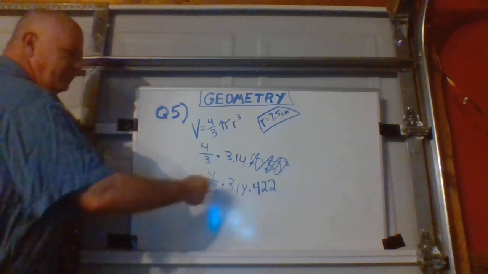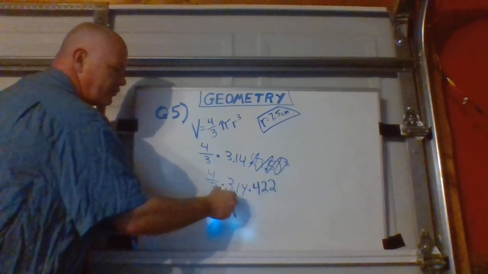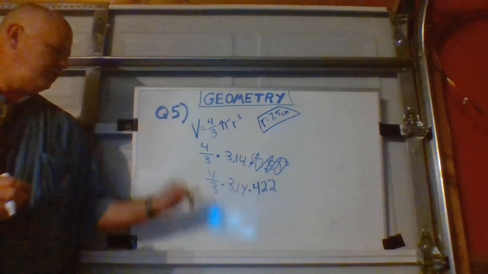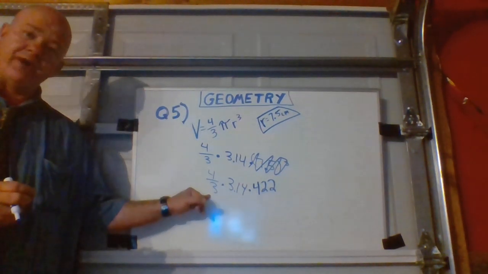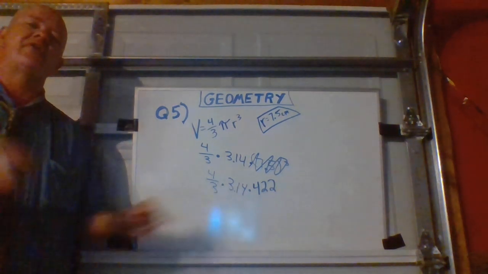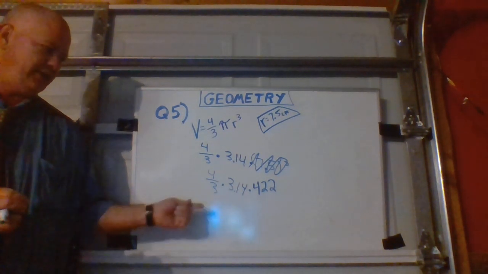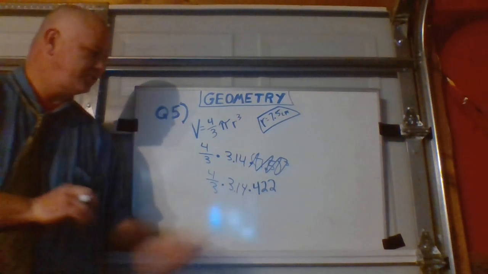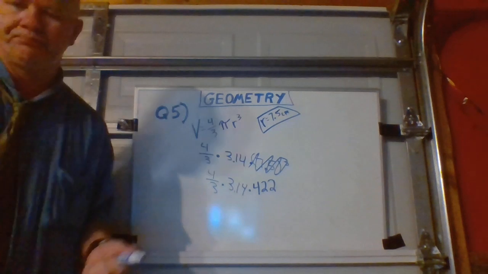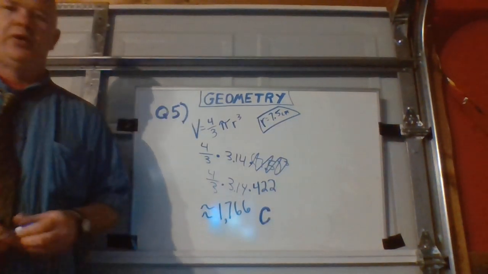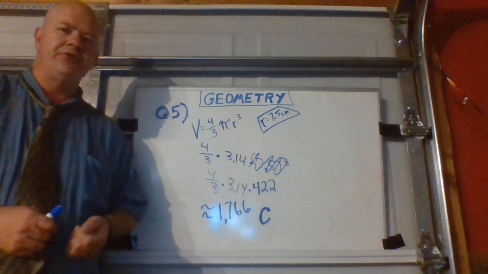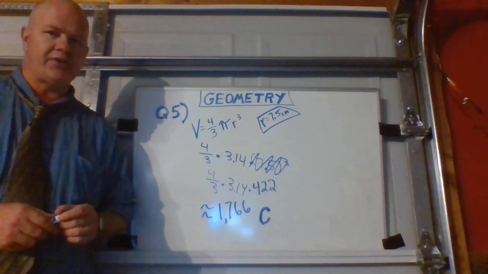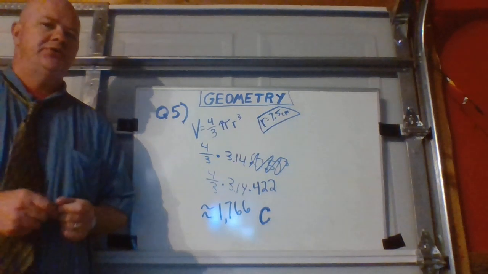At this point in time, we're going to finish this off. 4/3 times 3.14 times 422. We can go ahead and enter the exact fraction in our calculator. Instructions are on the back side of the formula sheet. If you want to enter 1.33, that is okay as well. But we're going to enter these last 3 numbers into the calculator. When we multiply those 3 numbers into our calculator and we hit equals, we get approximately 1,766, and that is choice C.